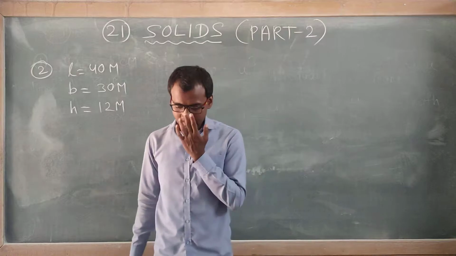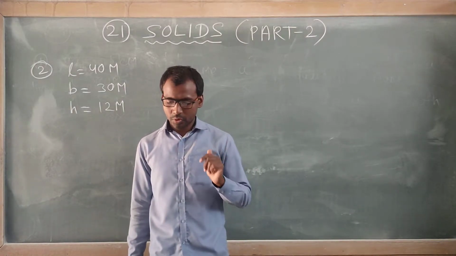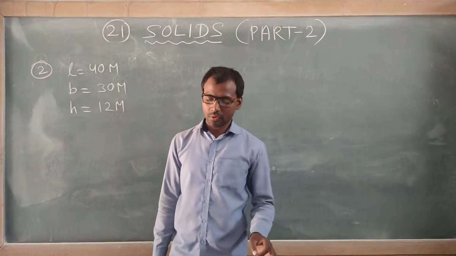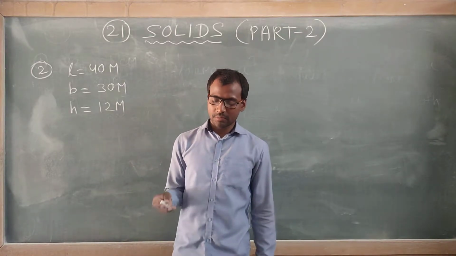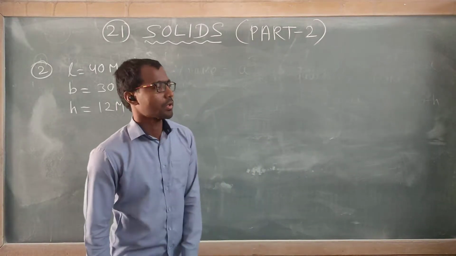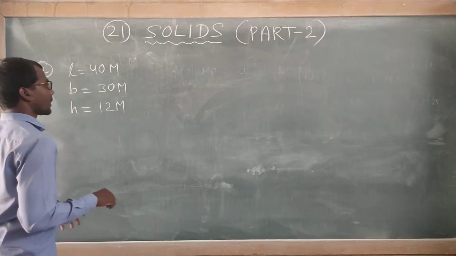If each student requires 1.2 square meter of floor area, so every student needs 1.2 square meter of the floor area, find the maximum number of students that can be accommodated in the auditorium. So let us find the floor area. Then we can find the number of students.